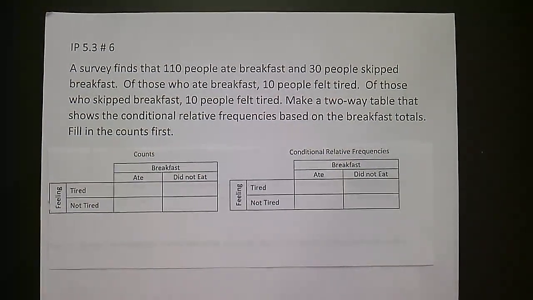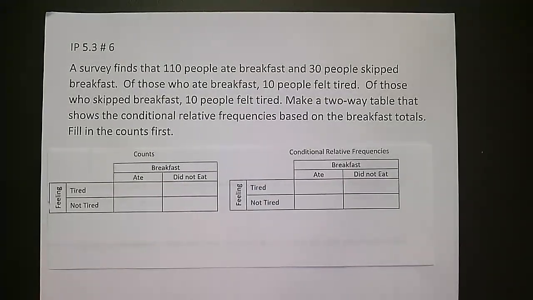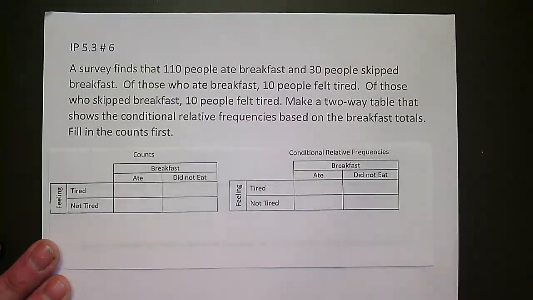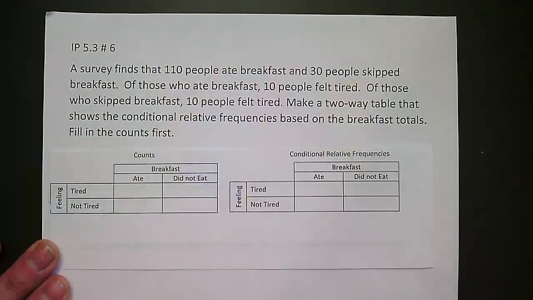Okay, we're looking at independent practice, 5.3, number 6. We've got some information from a survey about eating breakfast and feeling tired. And we're asked to fill in a two-way table and then create conditional relative frequencies based on breakfast totals. Okay, so we got 110 people ate breakfast, 30 people skipped breakfast.